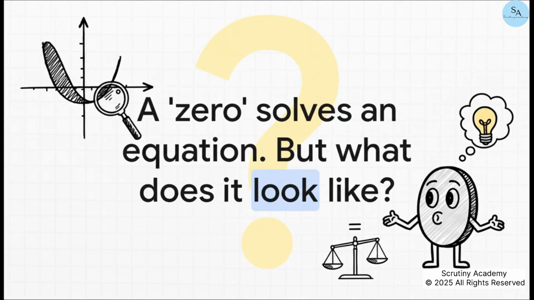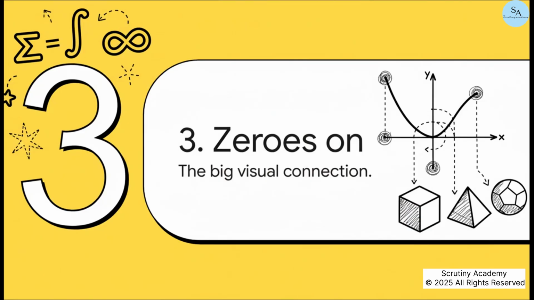So, that's great and all. A zero is a number that solves an equation. But what does that actually look like? I mean, if we could draw a picture of this idea, what would we see? This is where it all clicks. We're about to build a bridge from that abstract world of algebra to the very real, very visual world of geometry, just by looking at the graphs.